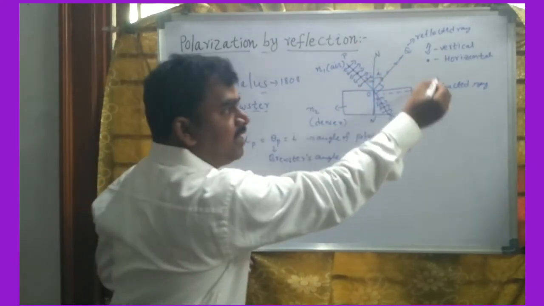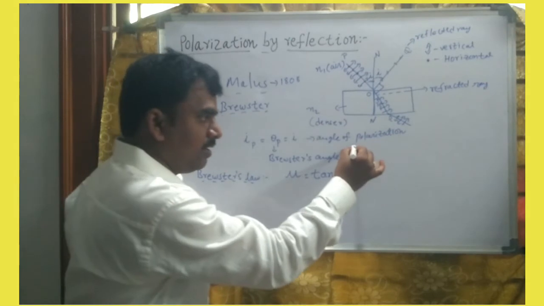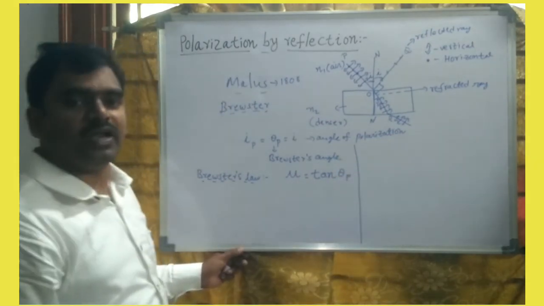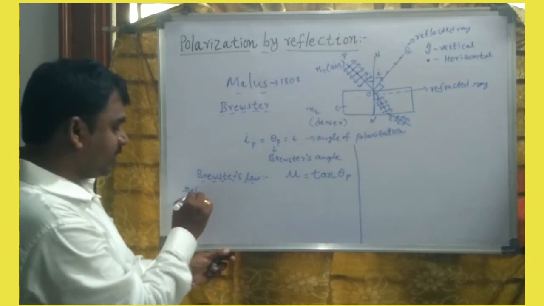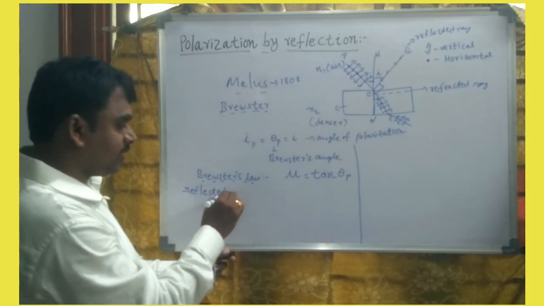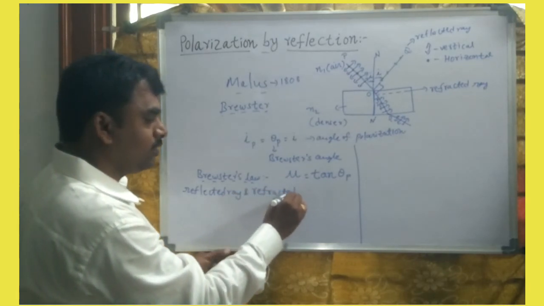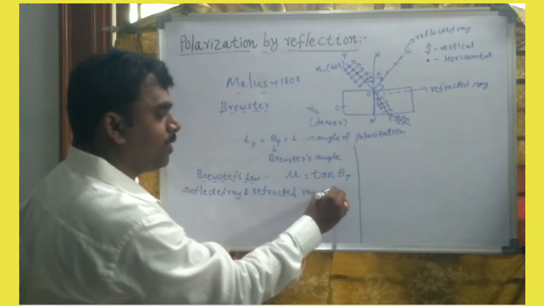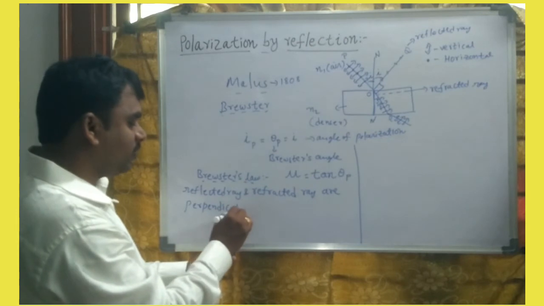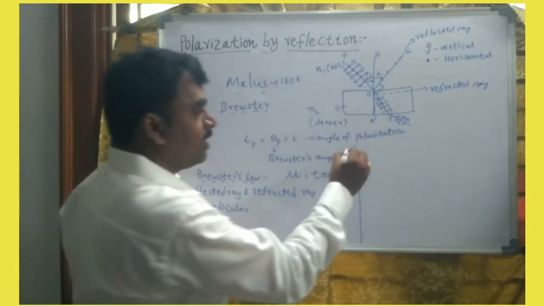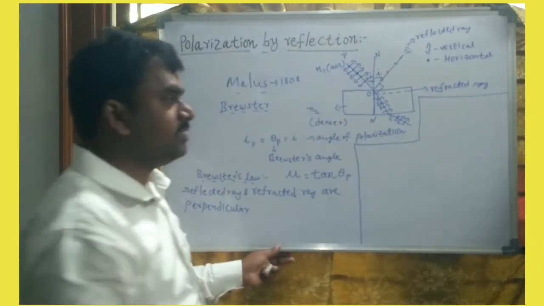That reflected ray and refracted ray are both at a right angle. Based on a small derivation, I would like to prove that. So what we have to prove is that the reflected ray and refracted ray are perpendicular. This one we are going to prove. For that, we have to take Snell's law.